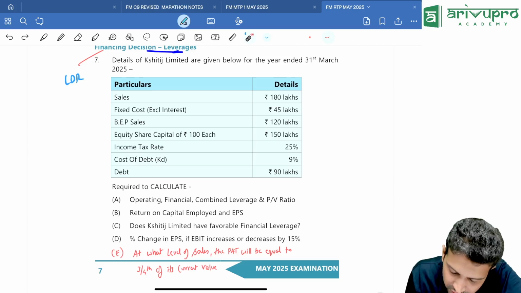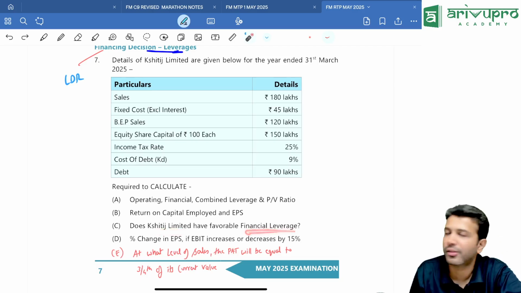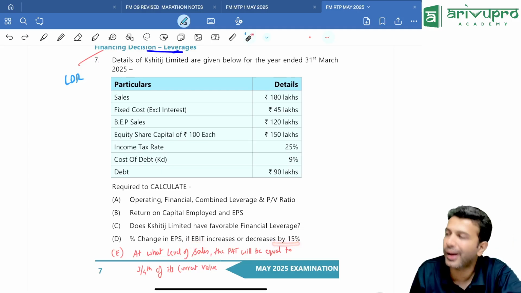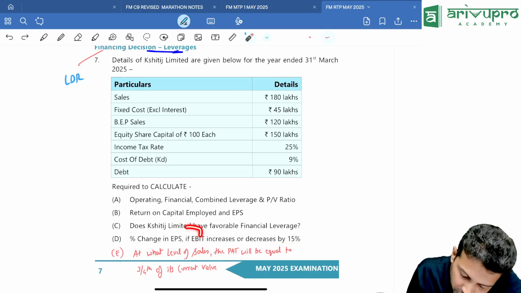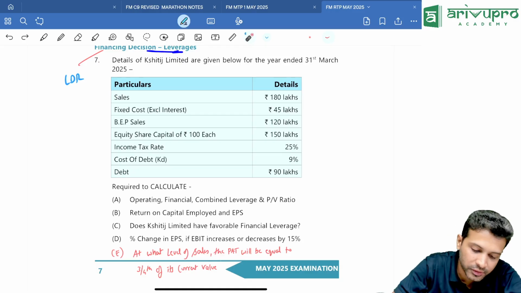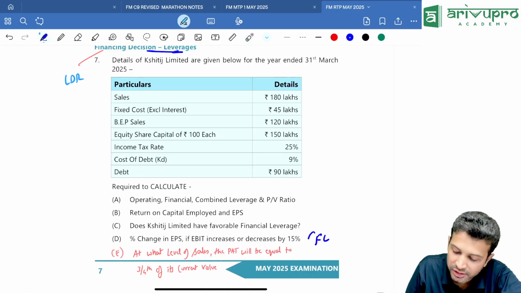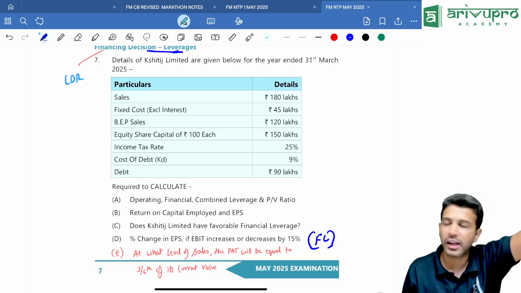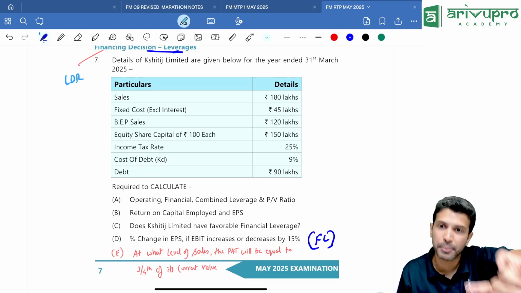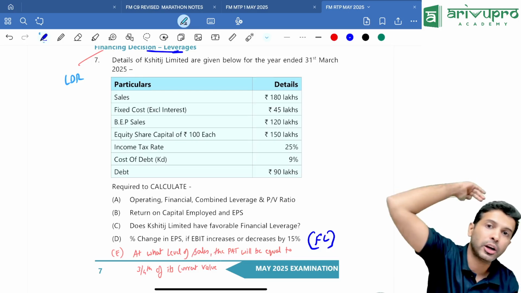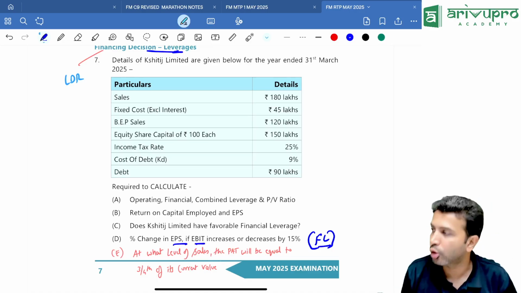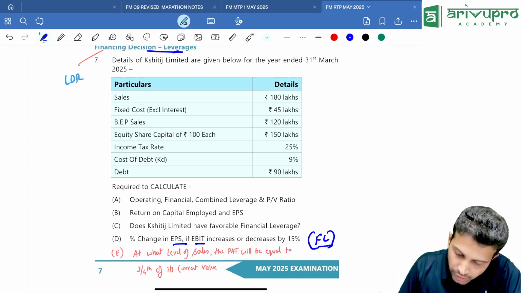Does Kshitij Limited have favorable financial leverage? I think I told this, but anyway, we'll see that. Percentage change in EPS if EBIT increases or decreases by 15%. So they are trying to measure the relationship between EBIT and EPS. Which leverage measures the relationship between EBIT and EPS? Financial. Operating leverage measures the relationship between sales and EBIT. Financial leverage measures the relationship between EBIT and EPS. Combined leverage measures the relationship between the topmost number, sales, and the bottommost number, EPS. Here they're talking about EBIT and EPS, so we have to use financial leverage.